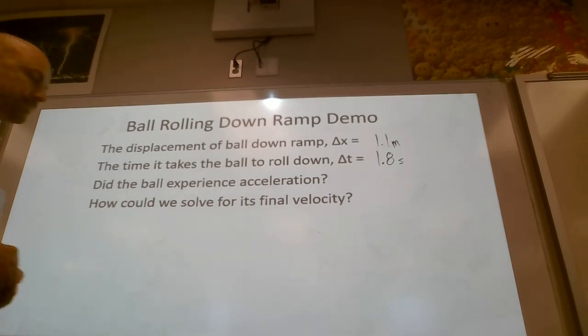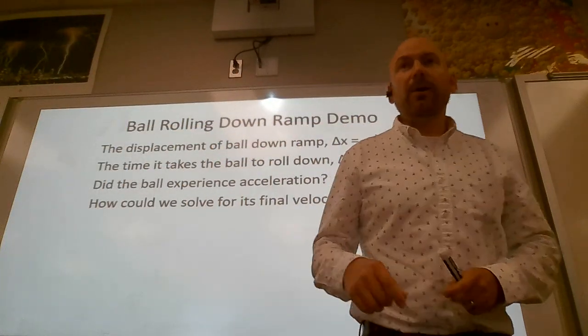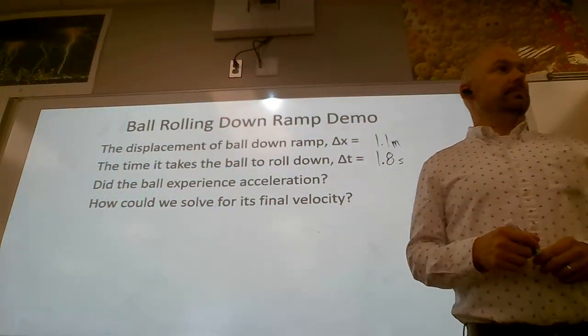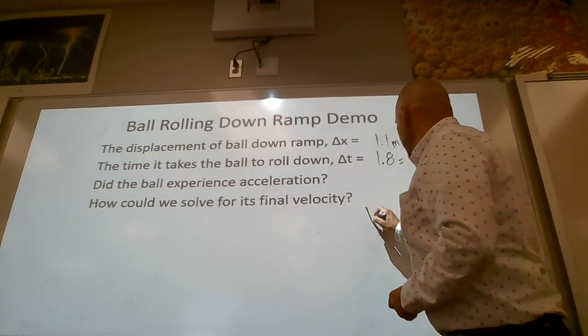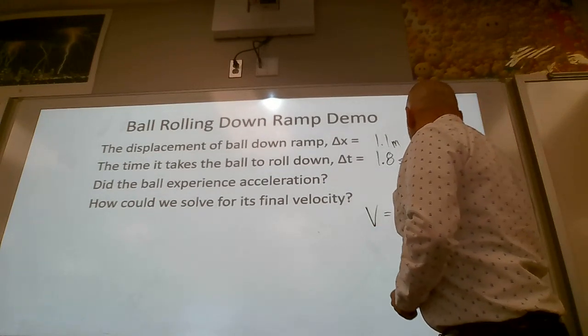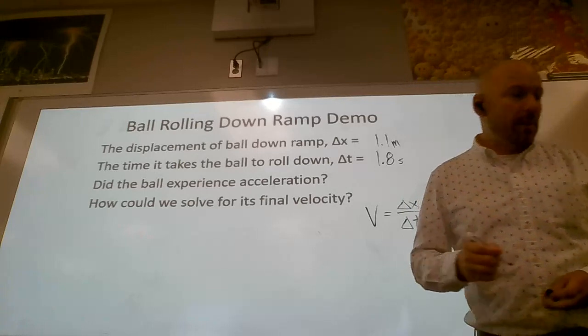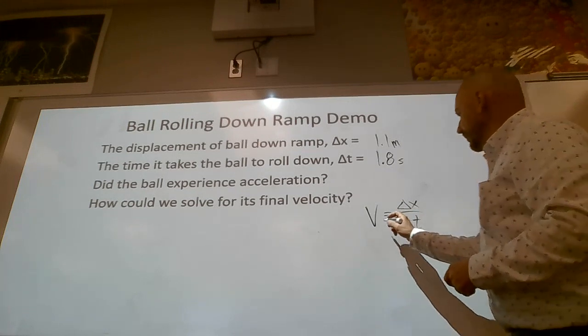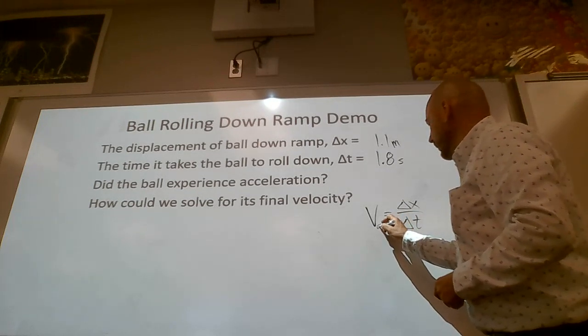Okay. So I want to know how fast the ball was going right here when it hit the table. Can I use this equation to figure out how fast it was going right there at the end? What does this equation technically find? Velocity, what type of velocity? The average velocity. Okay.